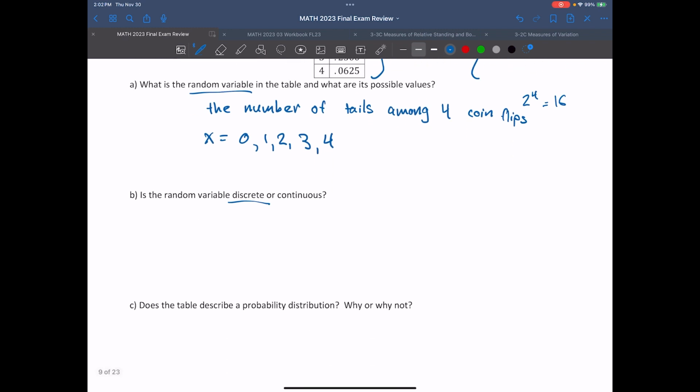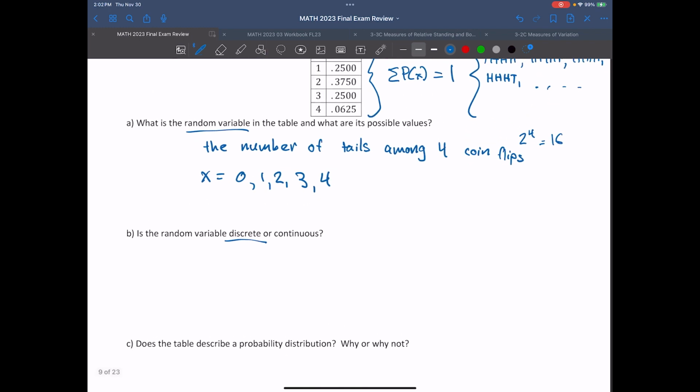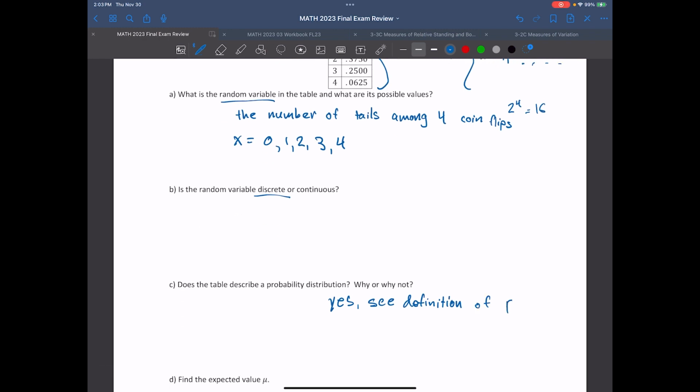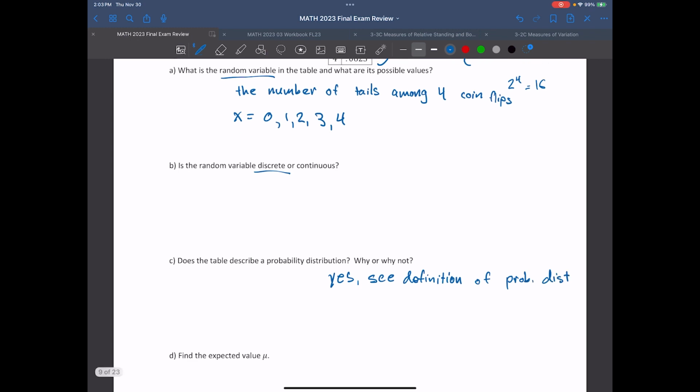And does the table describe a probability distribution? Well, it does, and I already went through this because, again, these add to 1, X is numeric, and these are all proper probabilities. So, yes. And I'll just say C definition of probability distribution. All right, and part D asks us to find the expected value.